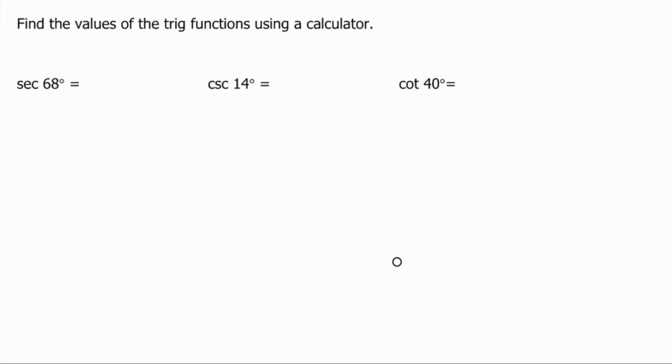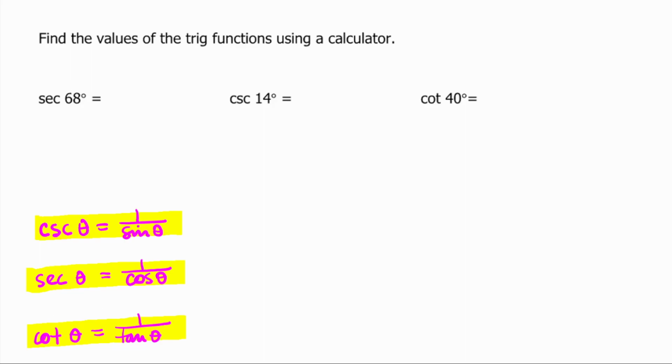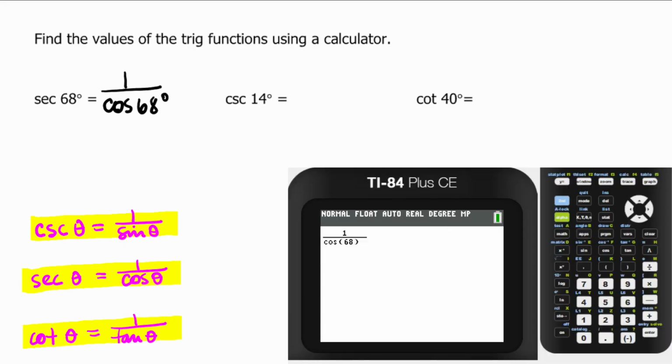All right, now the last new thing I've got to show you is how to find the values of these things using a calculator, because that can be a little tricky if you aren't totally remembering what to do. Earlier I told you that cosecant of theta was 1 over sine theta, secant of theta was 1 over cosine of theta, and cotangent of theta was 1 over tangent of theta. So we're just going to use that. I'm going to say secant of 68 degrees is 1 over cosine of 68 degrees. We're going to bring in a calculator, ask it for the exact same thing, and get 2.669.